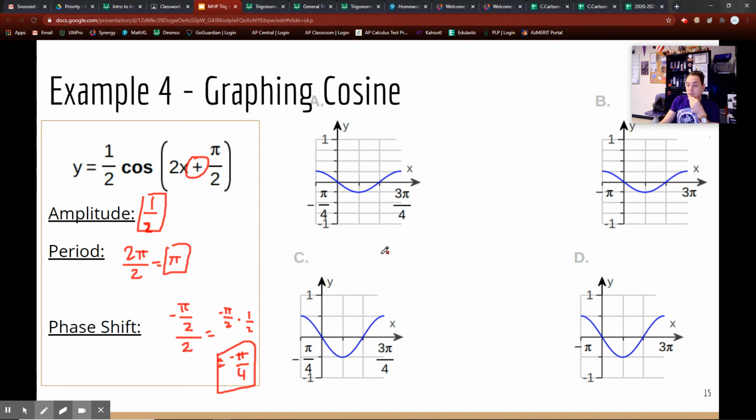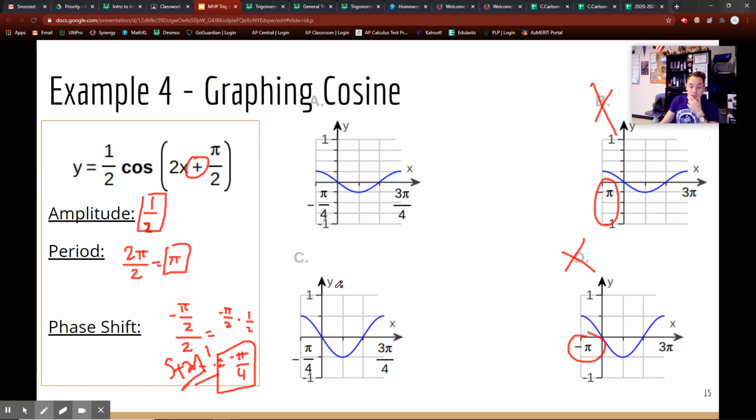So I look at my graphs. Okay, obviously it can't be b and d. Why? Because my starting points are not negative pi over 4 here. They're negative pi. And so since it can't have a starting point other than my phase shift, that means, remember, I have to start here. So that means it can't be these.